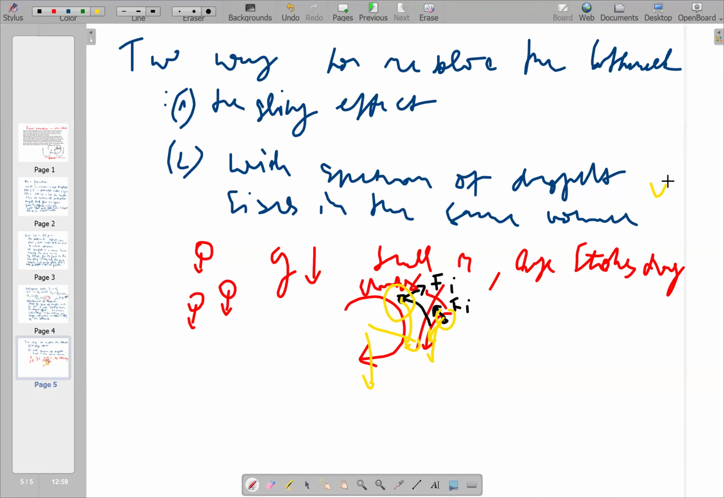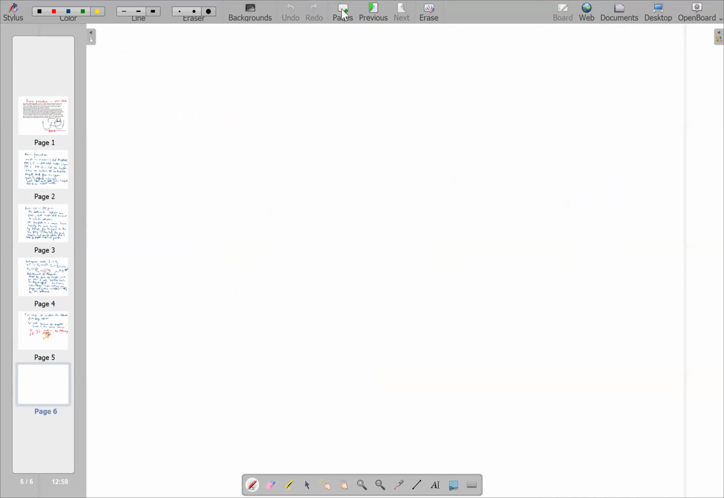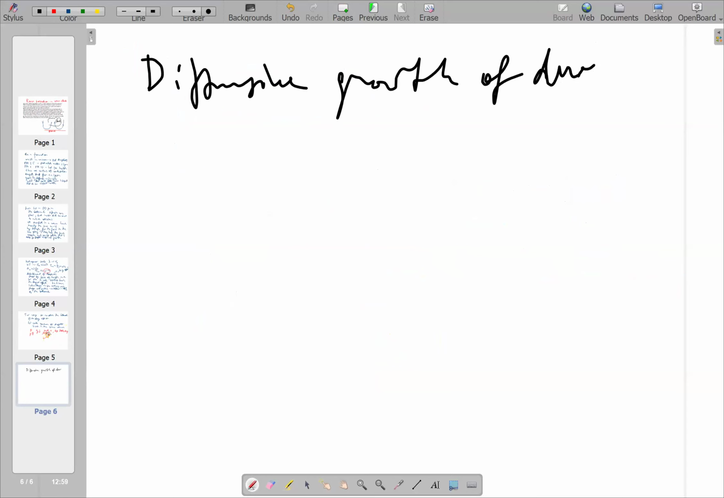Particle diffusive growth. The last thing about these droplets now is the diffusive growth of droplets. Now, a droplet has some radius, I said around 10 micrometers, from 1 to 20 micrometers, something like that. Radius R. Now, radius R is the radius of the droplet.